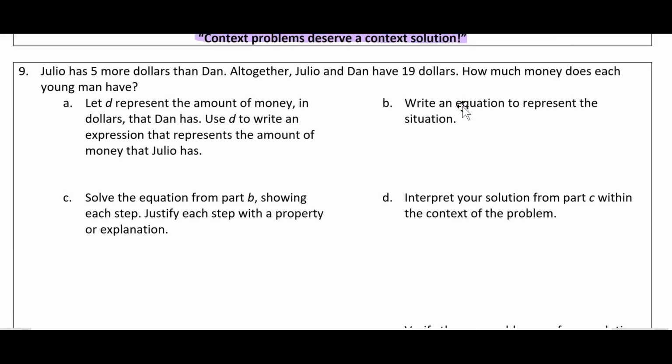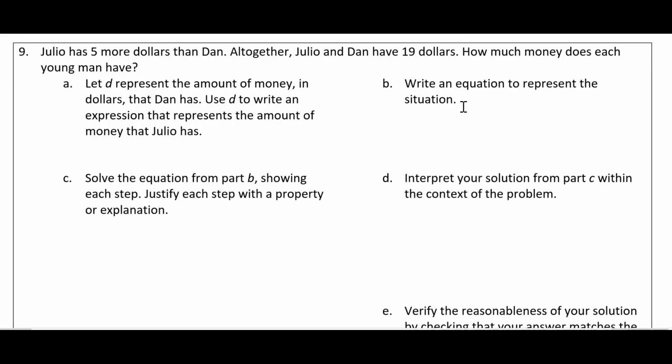Okay, so number 9. Julio has $5 more than Dan. So that sounds kind of important. Julio has $5 more than Dan. Altogether, Julio and Dan have $19. How much money does each young man have? So that is our question. How much money does each young man have?